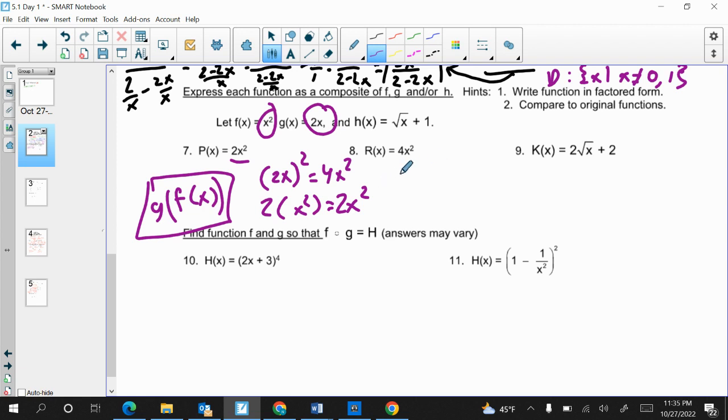Okay, now look at that. The nice thing is 8 is just the opposite. I want that 4x squared. So now I need my 2 to get squared, so I need my g of x to be the inner function. And that means that f of x is the outer function.